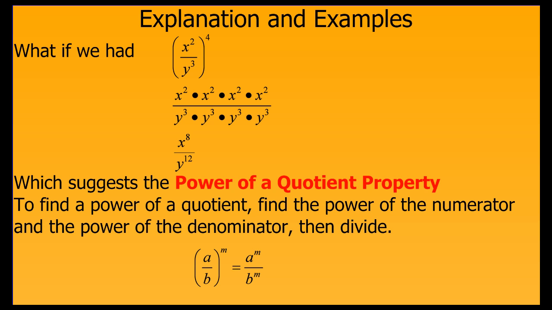This suggests a new property called the power of a quotient property, which simply states that to find the power of a quotient, find the power of the numerator and the power of the denominator, then divide. So if you have a divided by b, the entire quantity raised to the m power, then you can raise the numerator a to the m power and the denominator b to the m power separately, then divide.